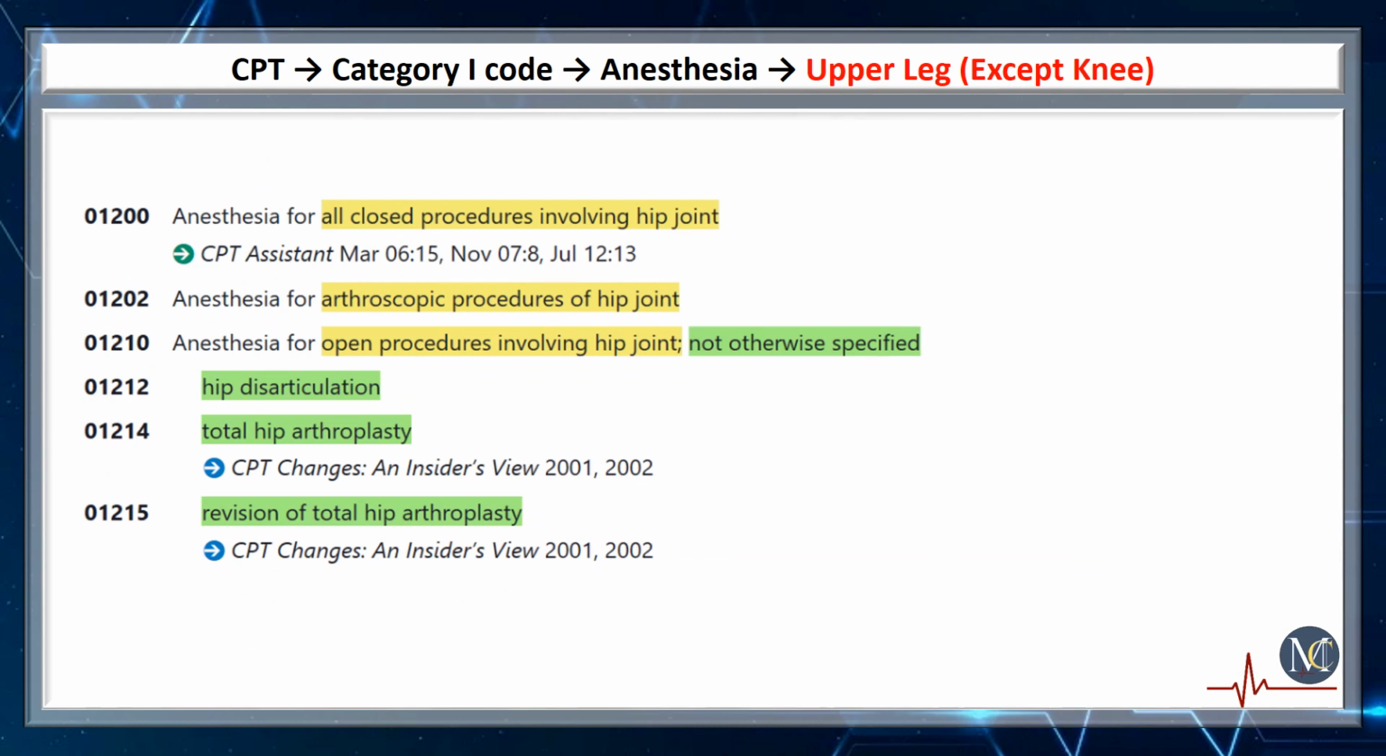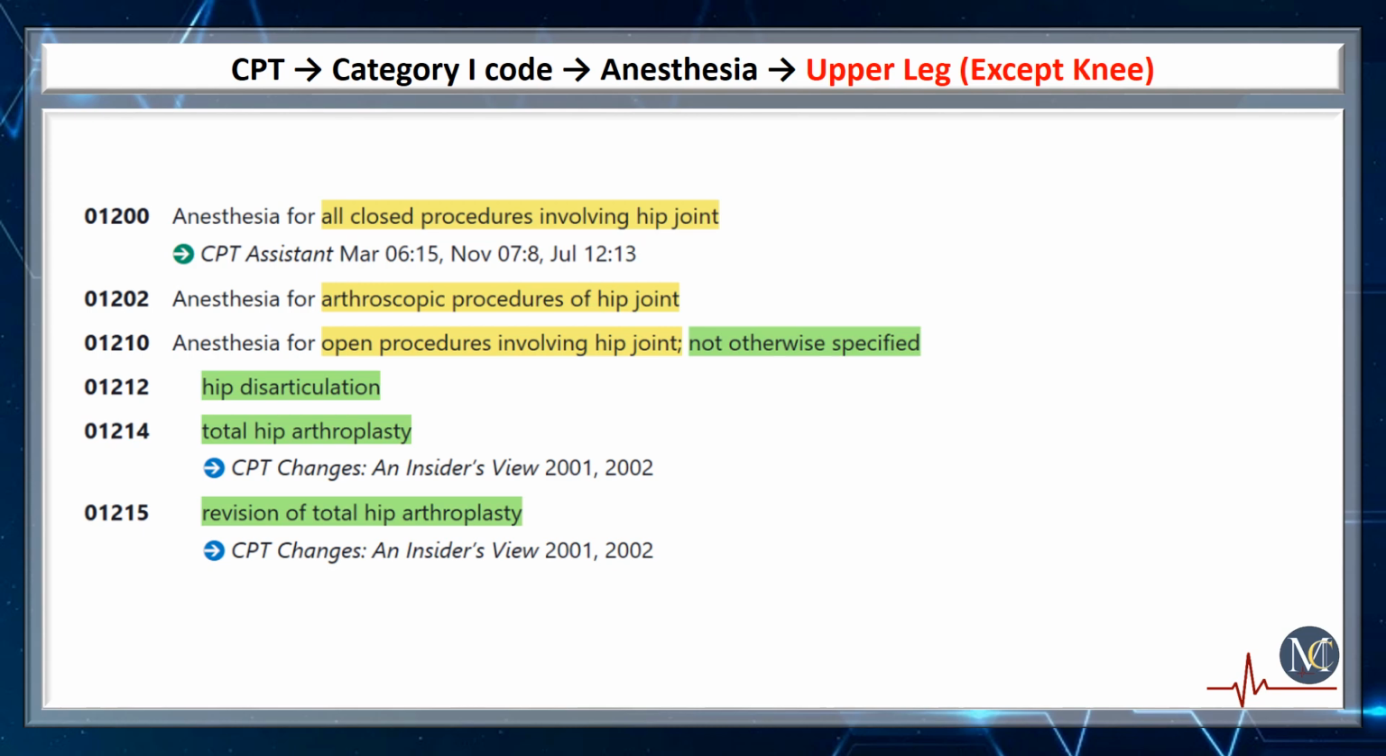Upper leg except knee, the next anatomical site of CPT anesthesia. First code is 01200. Anesthesia for all closed procedures involving hip joint. Next code is 01202. Anesthesia for arthroscopic procedure of hip joint.